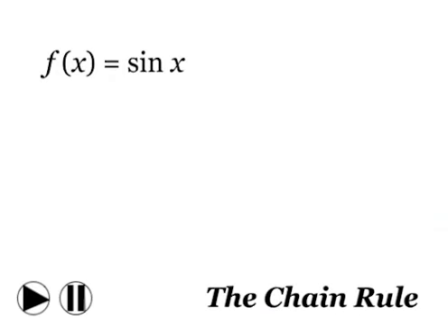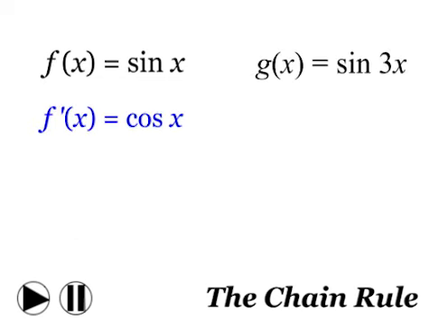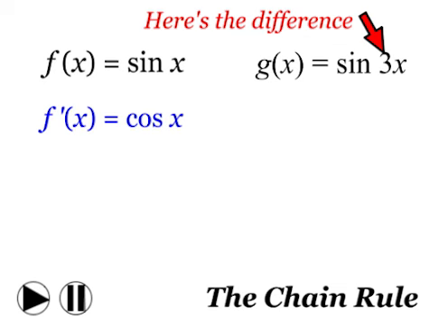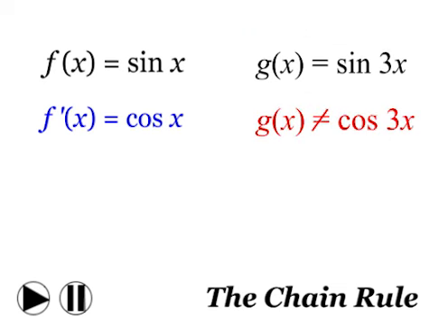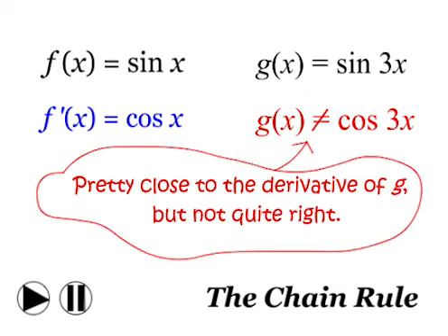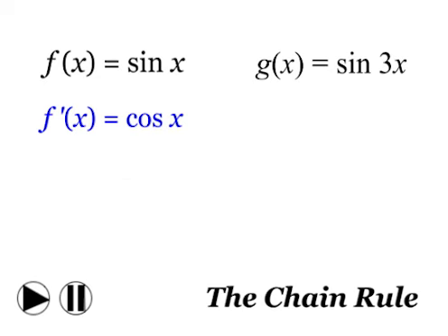If you're going to try to find the derivative of sine of x, you probably know already that the answer is cosine of x. However, if you want to find the derivative of sine of 3x, well, let me tell you something, it's not cosine of 3x. It's close, but it's not quite right.